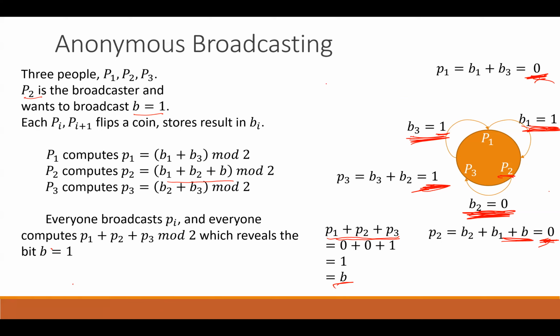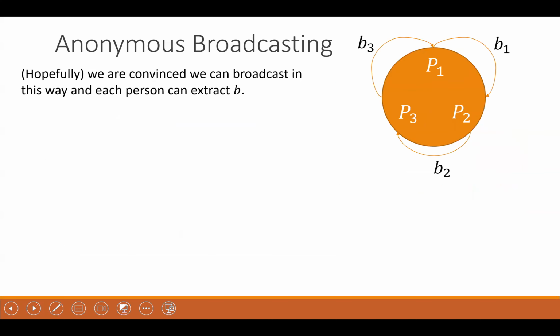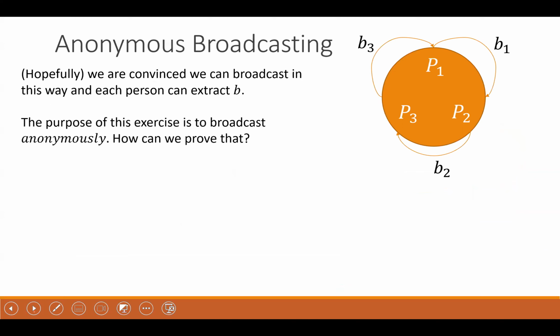All right, hopefully. If not, again, we're trying to warm up here. This is not really testable material, but it's a good introduction. Okay, so we can broadcast in this way, and each person can extract the bit B, right? It's always going to be a 1 if we transmit a 1.